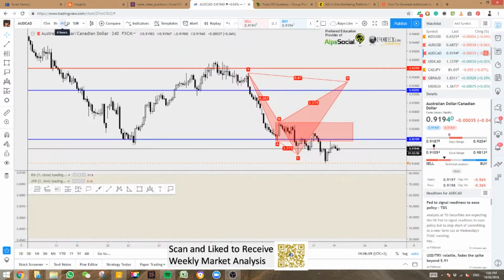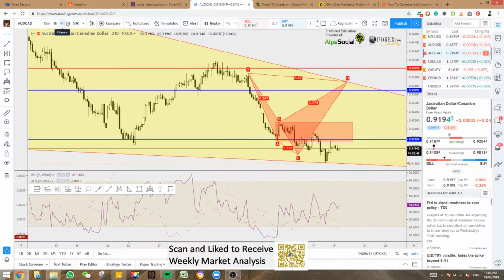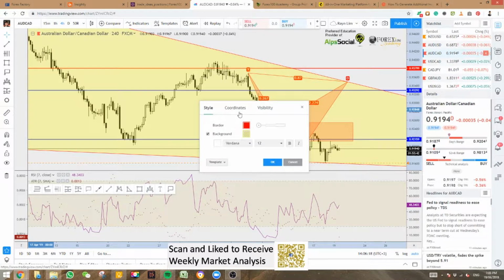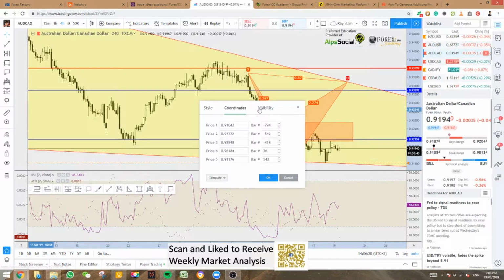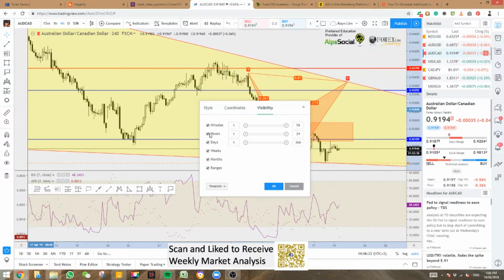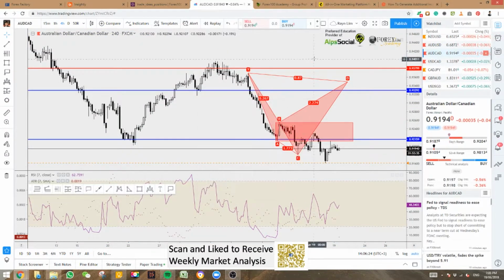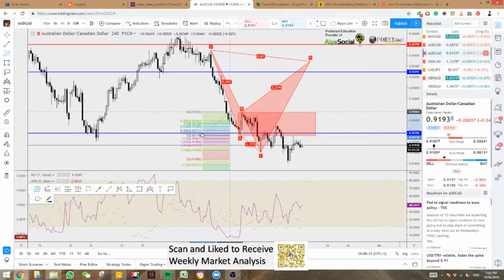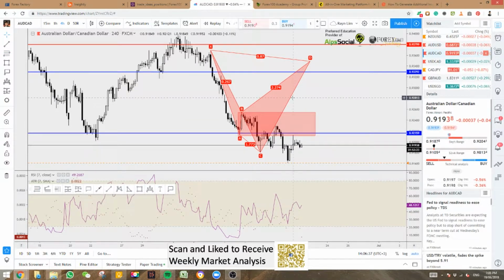To the 4-hour chart. On the 4-hour chart, let me just hide this. All right, so on the 4-hour chart, I was looking for a shark formation. All right, a shark trading opportunity that has gone invalid, so just delete it over here.